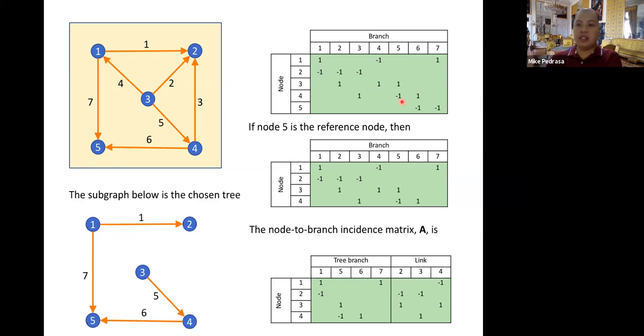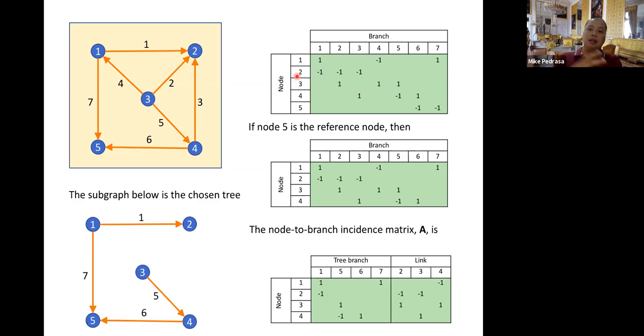So figure that out. I won't go through each of the 7 branches one by one. But the main point here is that for each column, all elements will be 0. I did not put in the 0s. All those blank spaces are zeros. Only 2 elements are non-zero. The row where you will see the positive 1 is the row where the branch is leaving the node, and you get a negative 1 if the branch is entering a node.